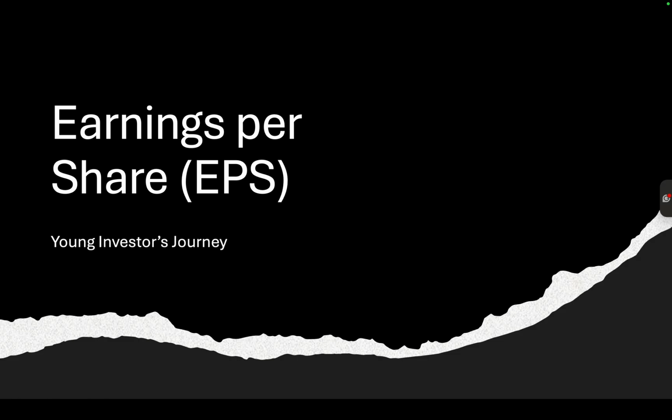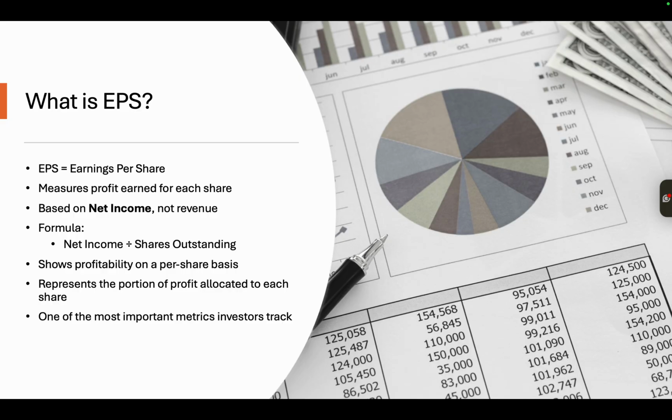In this video, we will be talking about earnings per share. What is earnings per share? It tells us how much profit a company earns for each individual share of stock. The formula is simple: net income divided by shares outstanding.